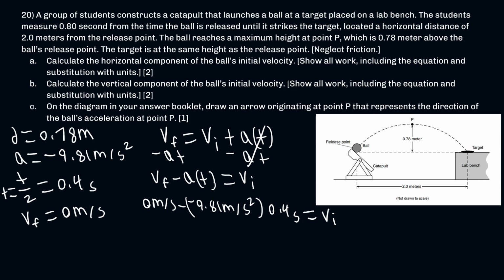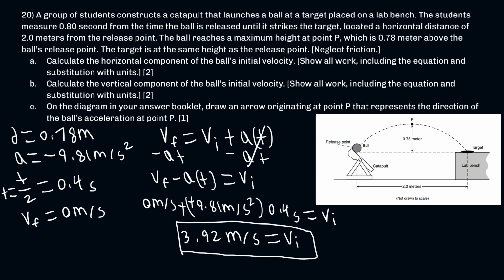So now just plugging this into my calculator here. Really with this it is keep, change, change. So it's just 9.81 times 0.4 plus 0. So that's going to remain what it is. So 9.81 times 0.4 should give me my answer here of 3.92 meters per second equals my initial velocity in the y direction. So this is for part B. Now working on part C. This is just in the diagram here.